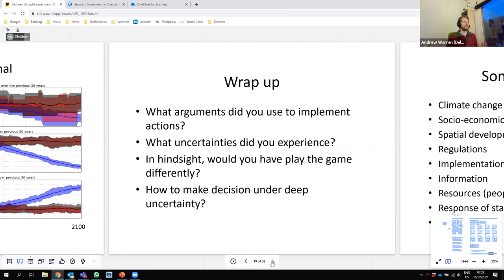So just in terms of wrapping up this portion of the presentation and the game, again, let's reflect back on the arguments you used to implement the actions. Were you being reactive? Did you feel that you were being proactive and anticipatory? Perhaps some of you scooted down your Miro boards and saw what was coming in the future and cheated. But yeah, in hindsight, would you have played it differently? What would you have done? Which measures do you think you would have implemented?